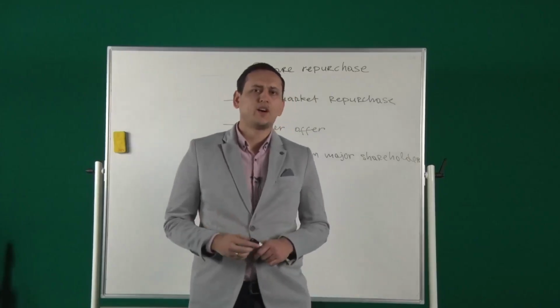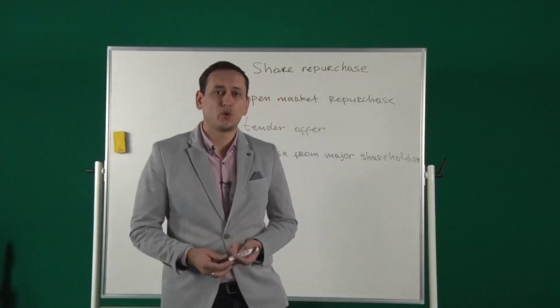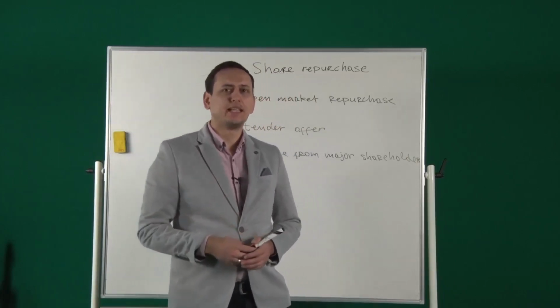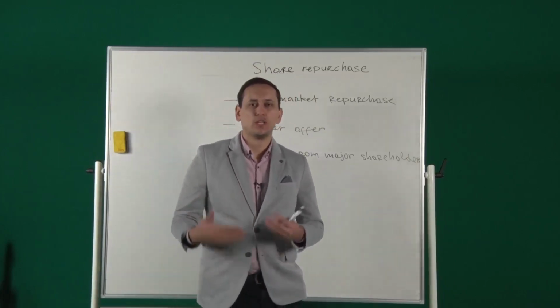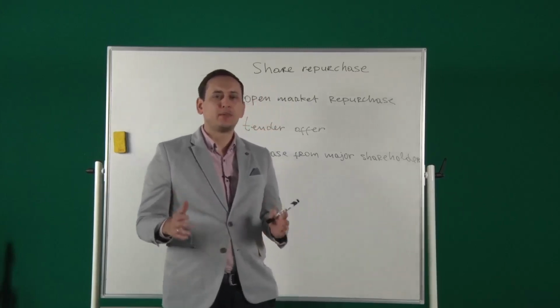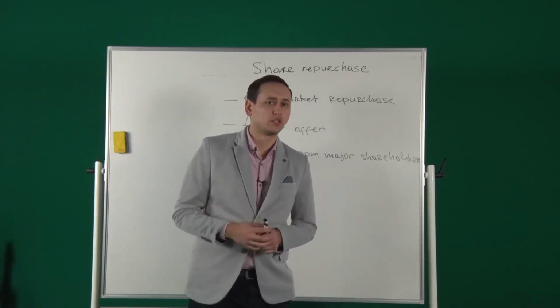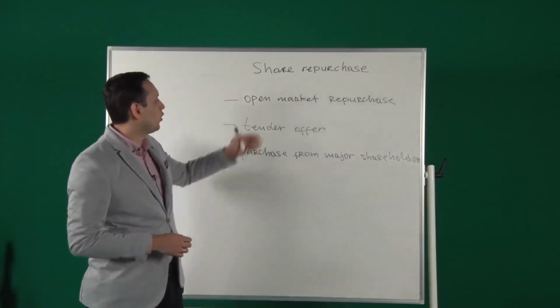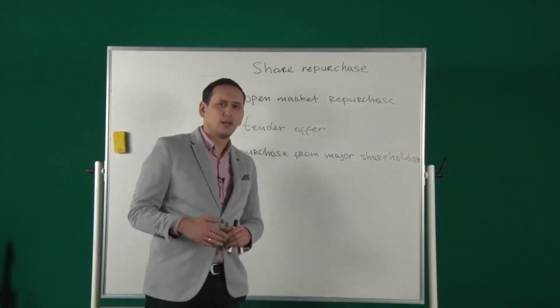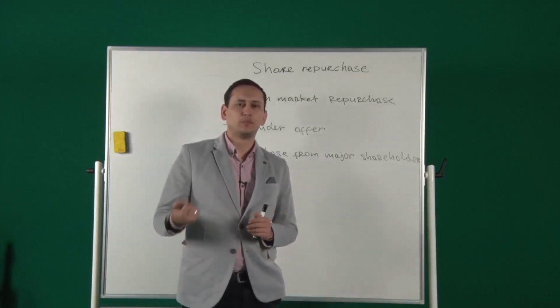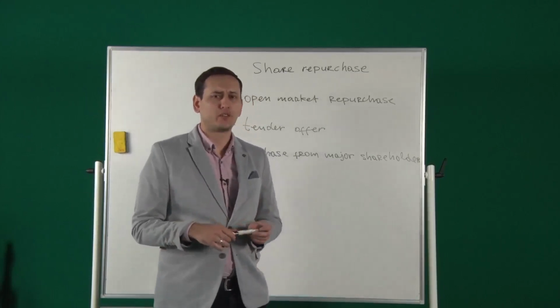Okay, another way of distributing cash to its shareholders, other than paying dividends, is repurchasing its own stocks. And companies can use 3 methods to repurchase their own stocks. The first one would be open market repurchase. And this is usually done when a company wants to repurchase or buy back their shares from the market.